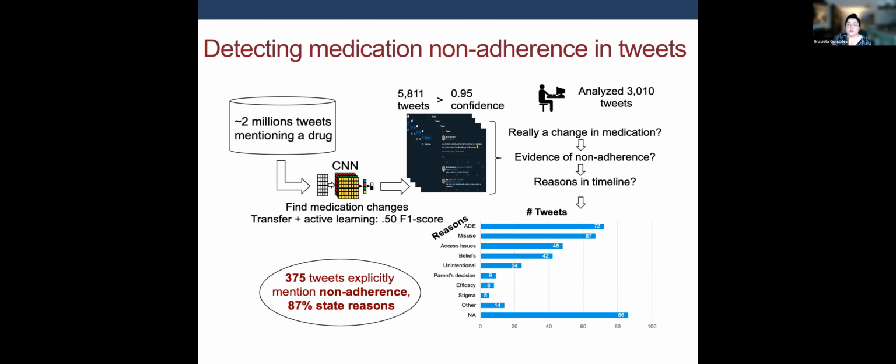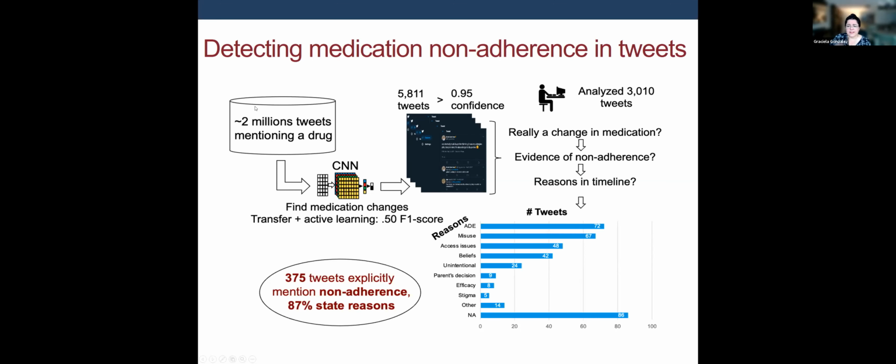We did establish, though, medication change. That is easier because that's language. So when they changed medications, when they would switch medications, we were able to get the tweets that mentioned that. And then we analyzed them by hand for any evidence of non-adherence and then the reasons given for non-adherence. In a small study that we ran on this, we analyzed 3,000 tweets that mention a medication change.